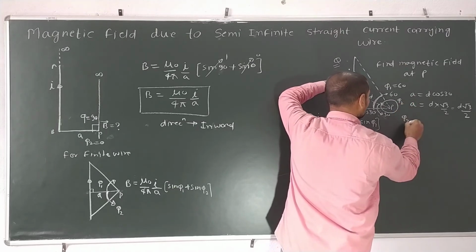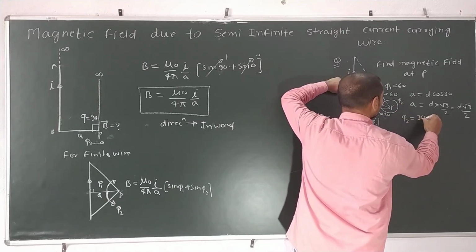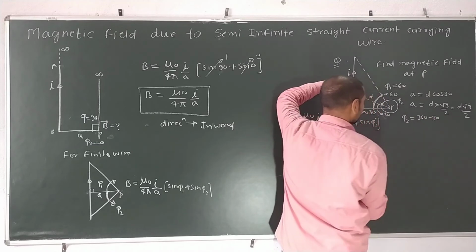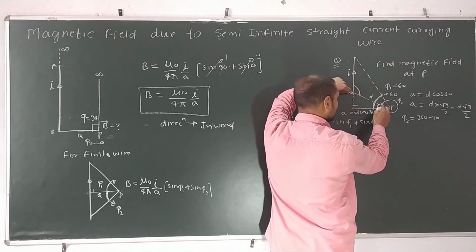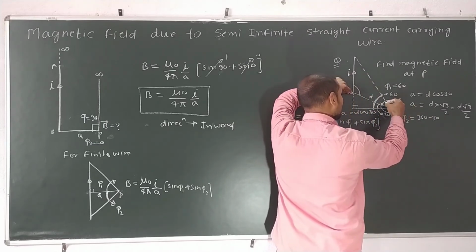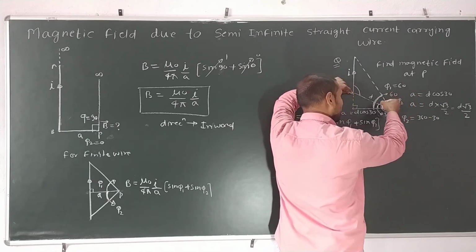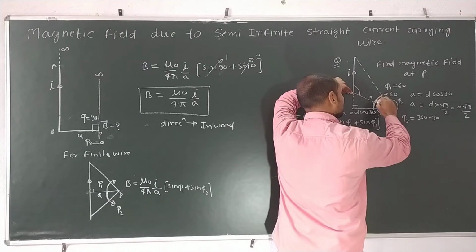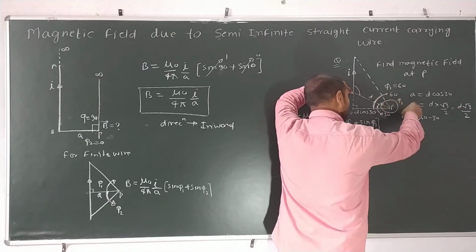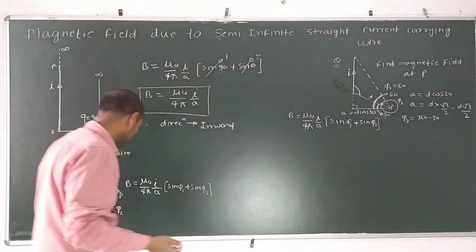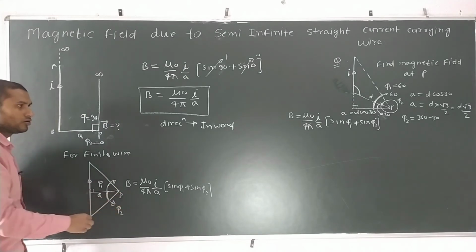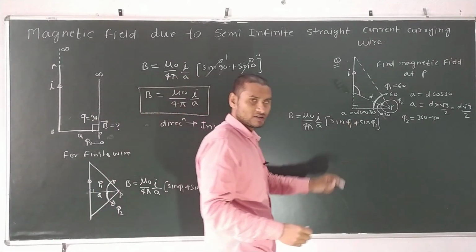The phi 2 becomes 360 minus theta, 30 degree. This one is 30 degree, this one is 30 degree. So 360 minus 30 degree means this is the anti-clockwise direction, because we have already considered this one as clockwise and this one as anti-clockwise. So phi 2 becomes 360 minus 30.